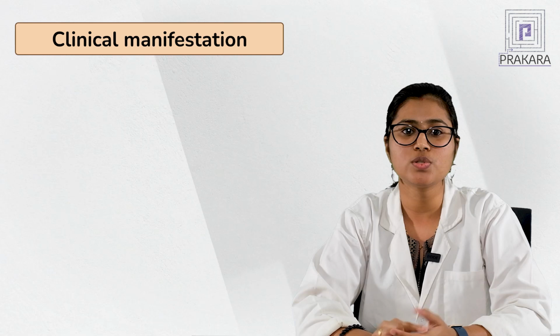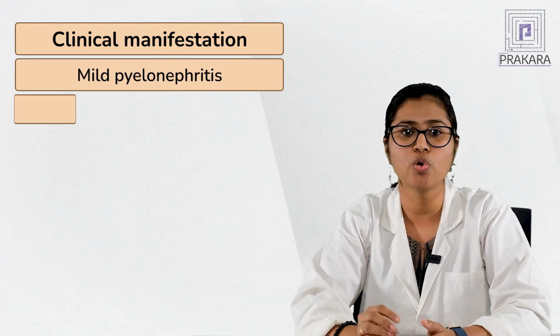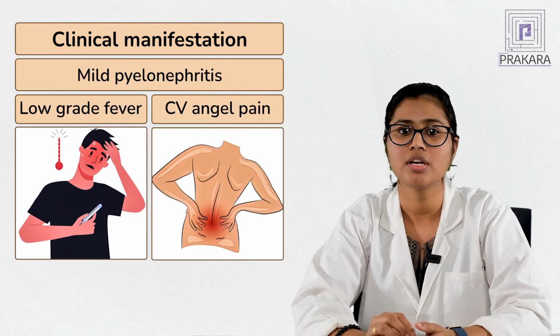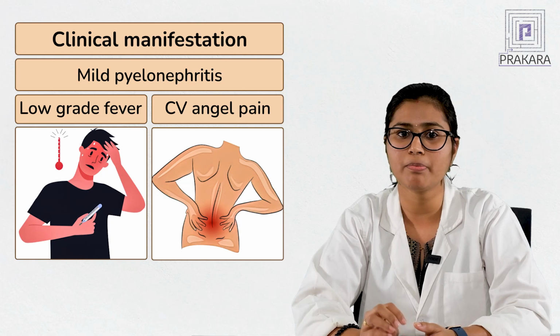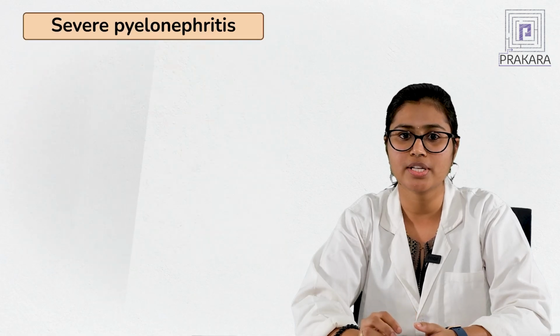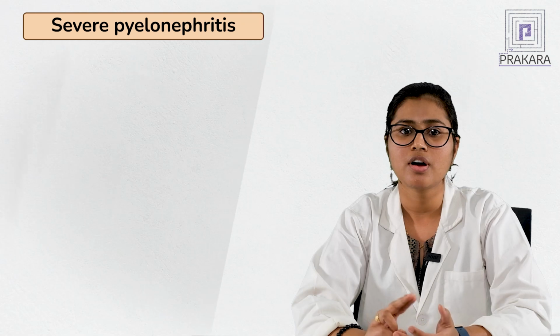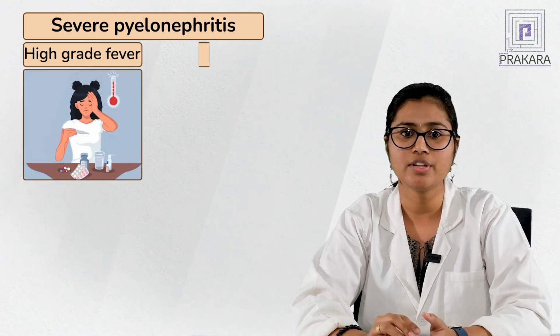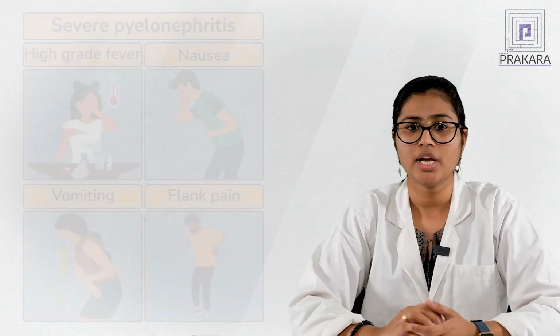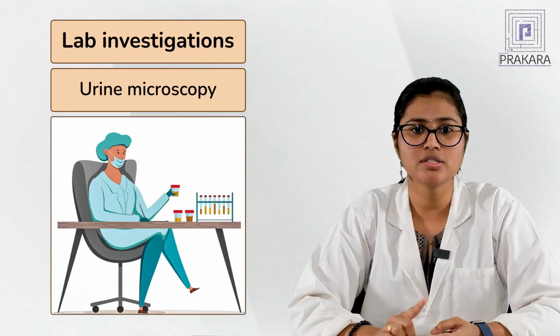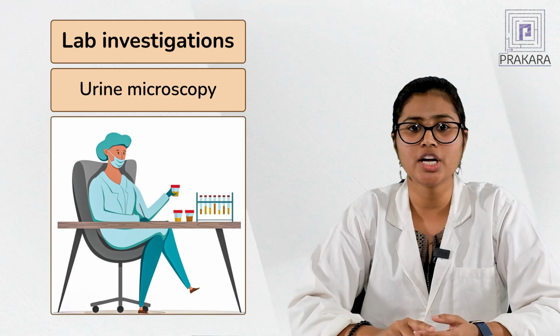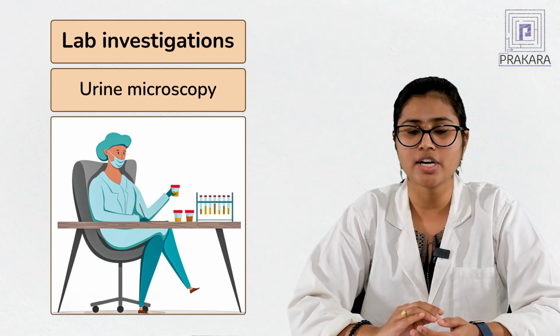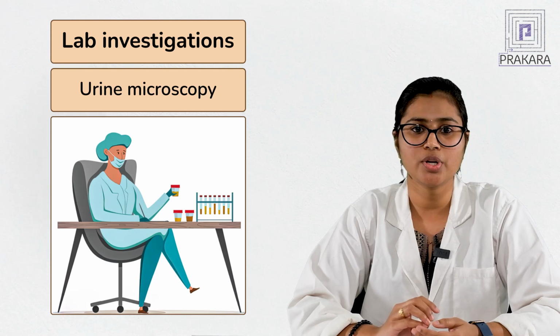Next, coming to clinical manifestations. In this we have mild pyelonephritis in which low grade fever is seen and CV angle pain. CV angle pain means costovertebral pain. Next, severe pyelonephritis. In severe pyelonephritis we have high grade fever, picket fence fever, and nausea, vomiting, flank pain. In lab investigations we should do urine microscopy to observe WBCs and urine culture to identify bacteria growing in the urine, and in imaging studies we can do CT kidney urinary bladder.